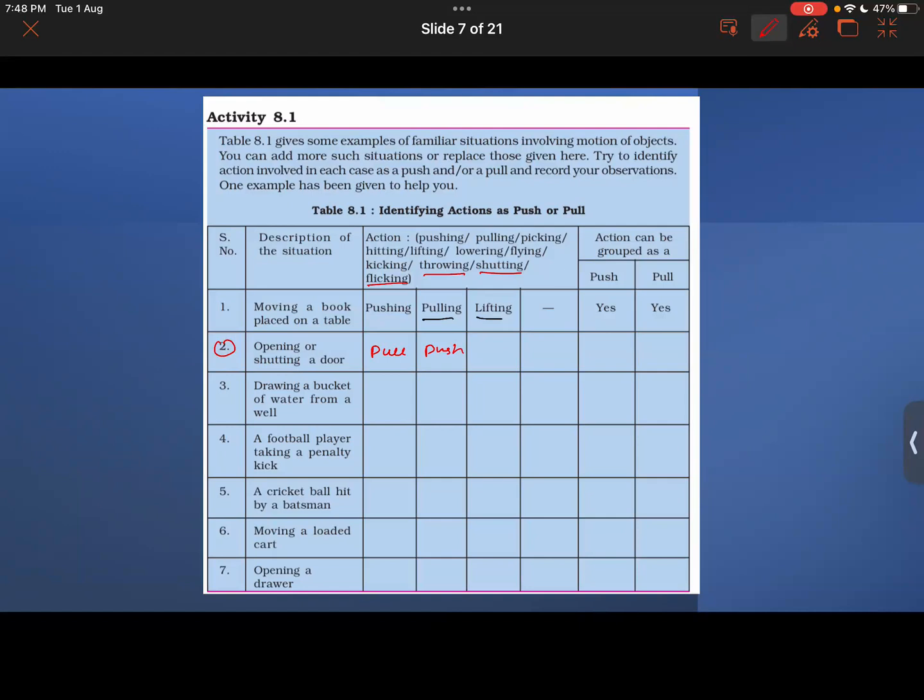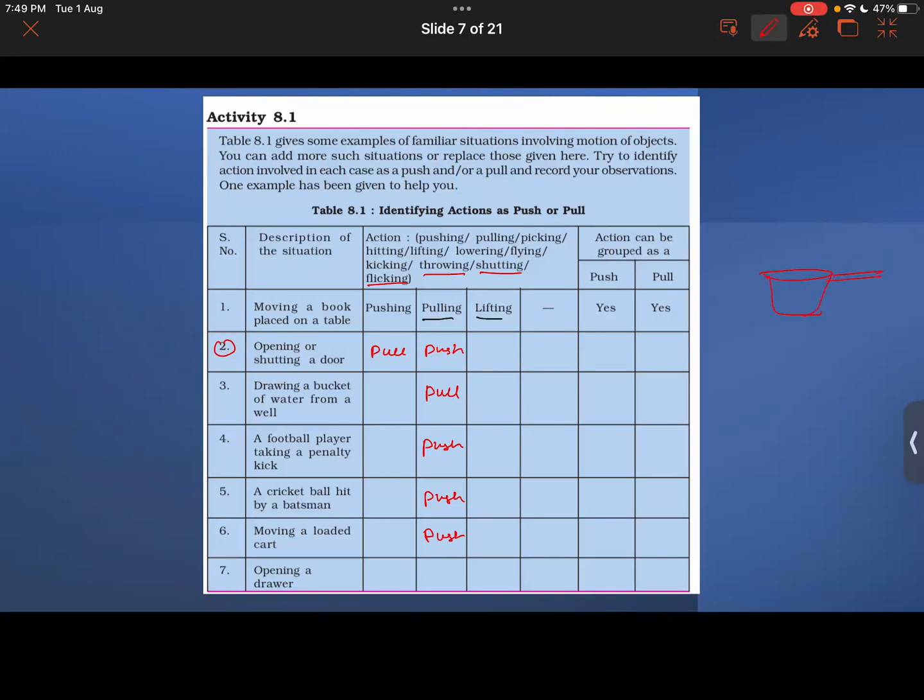Drawing a bucket of water from a well: pull. A football player taking a penalty kick: push. A cricket ball hit by a batsman: push. Moving a loaded cart: pull? No, that is push.